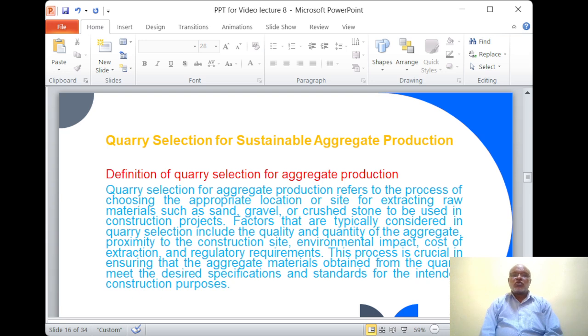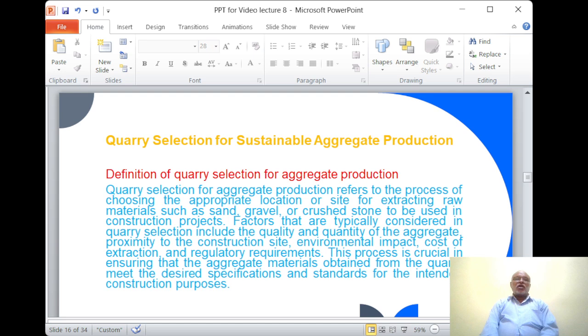Additionally, proximity to the construction site and transportation infrastructure should be taken into account to minimize cost and environmental impact. In general, careful consideration of these factors is essential for successful quarry selection and sustainable aggregate production. When it comes to aggregate production, selecting the right quarry is crucial. Quarry selection can have a significant impact on the quality, cost, and efficiency of the aggregate produced.